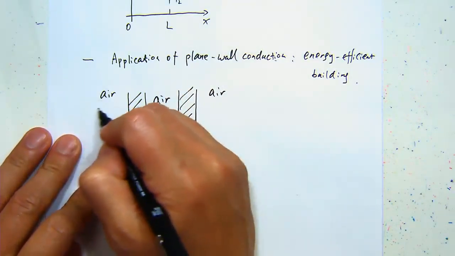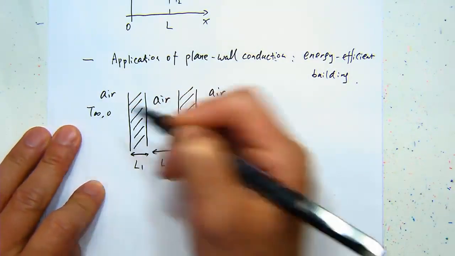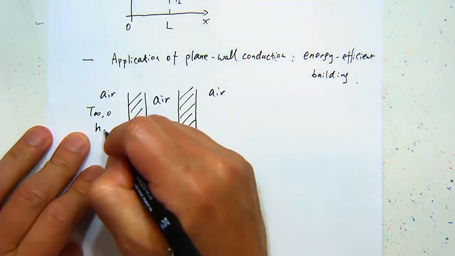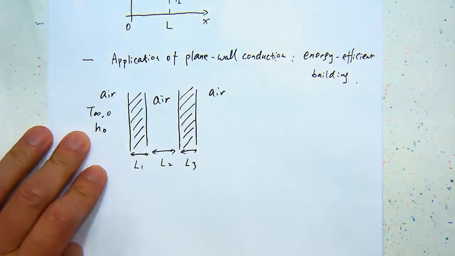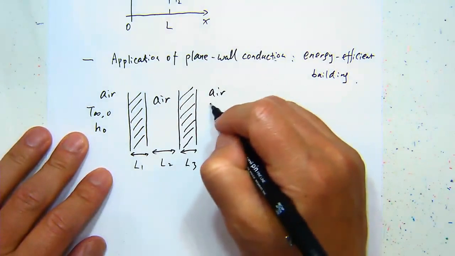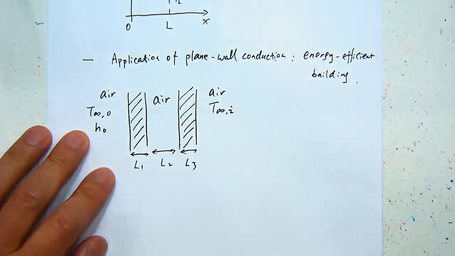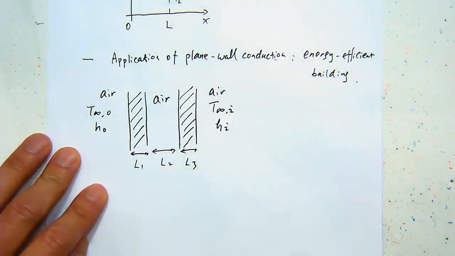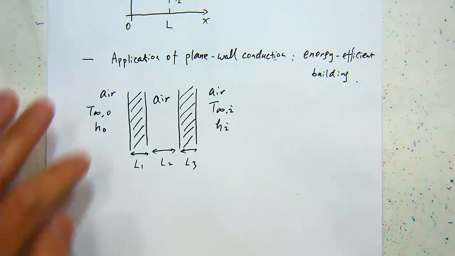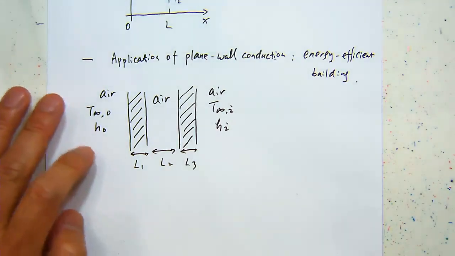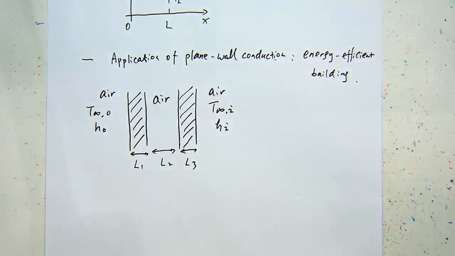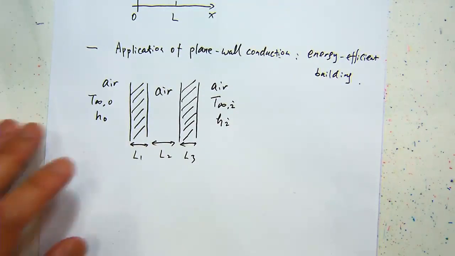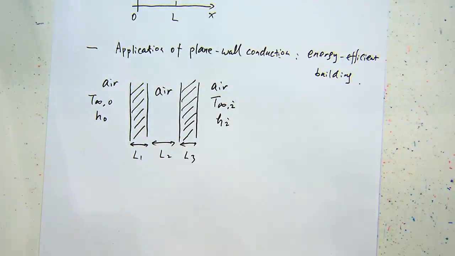Let's say this is outside. You will have the infinity or the ambient temperature of outside, and you have the heat transfer coefficient HO outside. And then similarly, if you have the air inside, it can have some natural convection happening, and HI inside. So this is a typical multi-mode heat transfer involving convection and conduction. And what we can do, we can use the thermal resistance concept that we learned previously to study this.